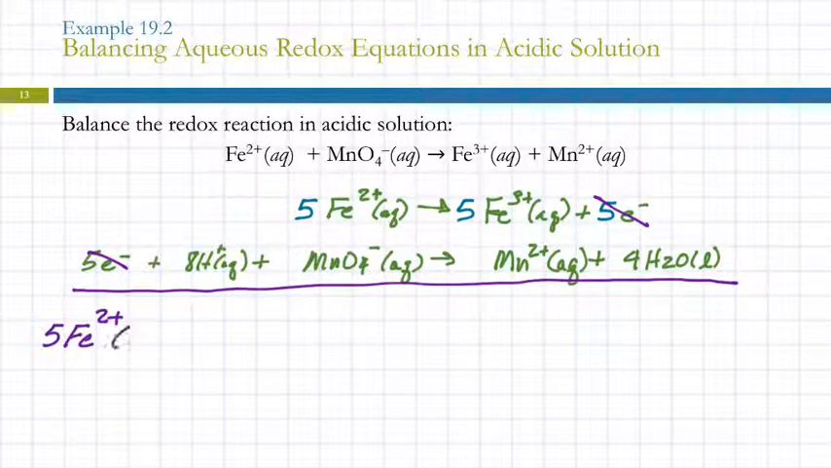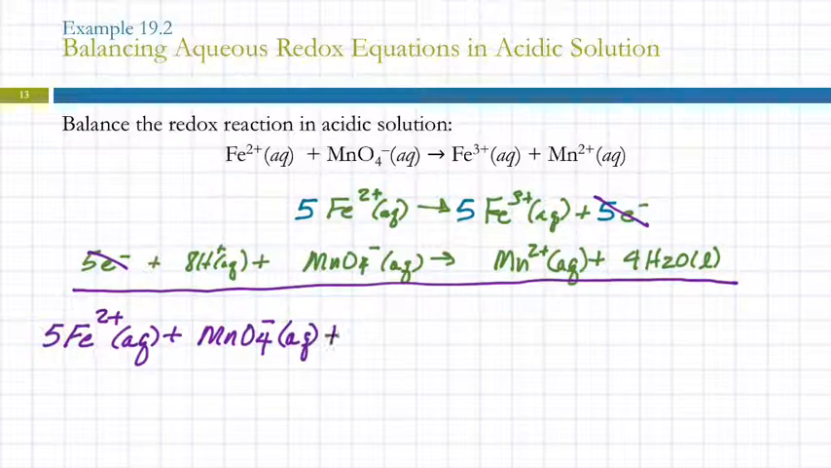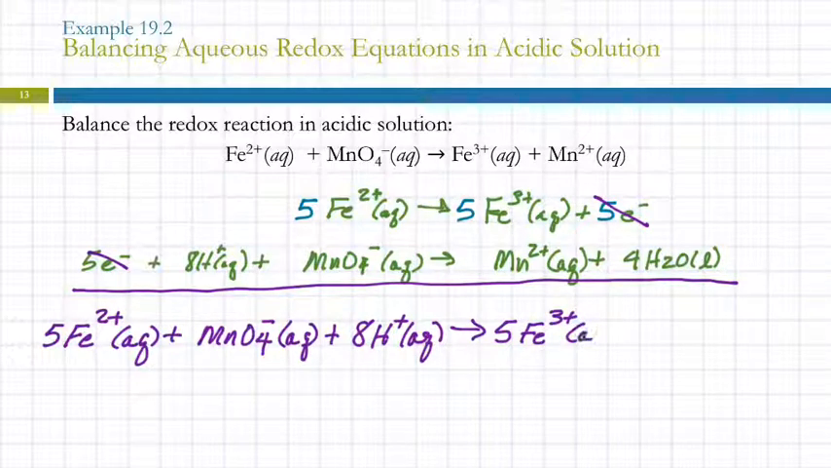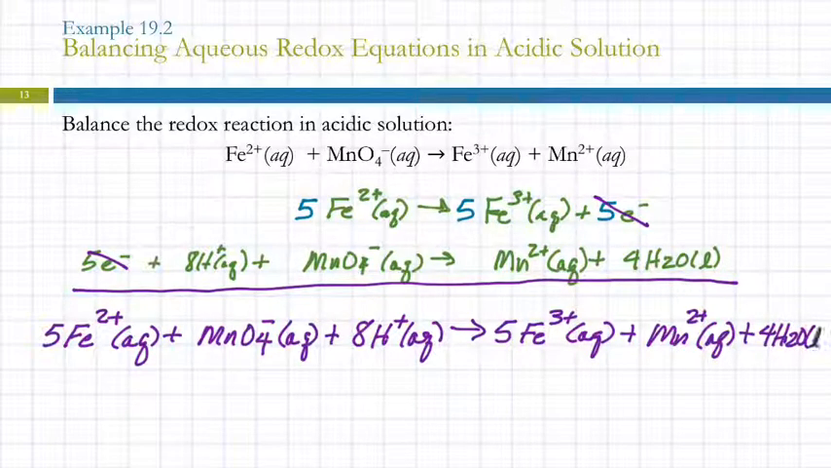5Fe2+, we've got 1 permanganate ion and 8 hydrogen ions, bless you. And over here we have 5 iron 3 ions and a manganese 2 ion and 4 water molecules. And there's our balanced redox equation. Any questions?